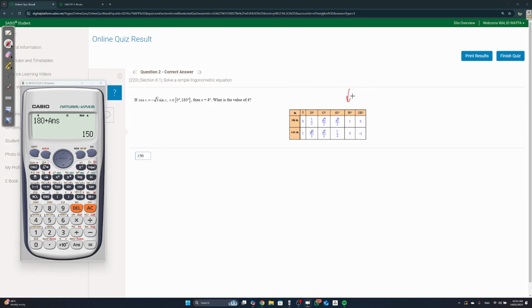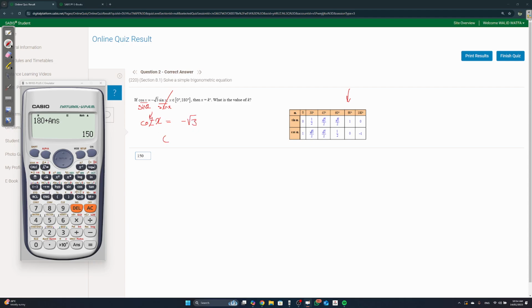Can you solve this without a calculator? Yes. The whole point of them giving you the table was so you can think about it without a calculator. You can skip this if you want, but in the exam you're probably going to have a calculator. I'm just going to explain it for the sake of explaining. If you divide by sine x on both sides, this will cancel. You're going to get cosine over sine, which is cotan. Cotan x is equal to negative root 3.